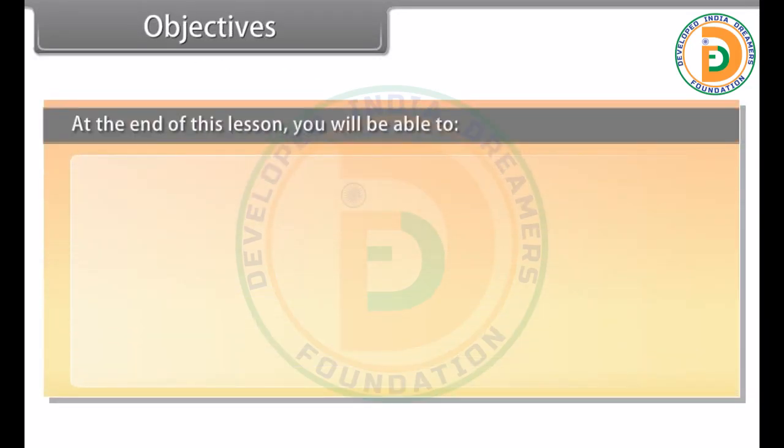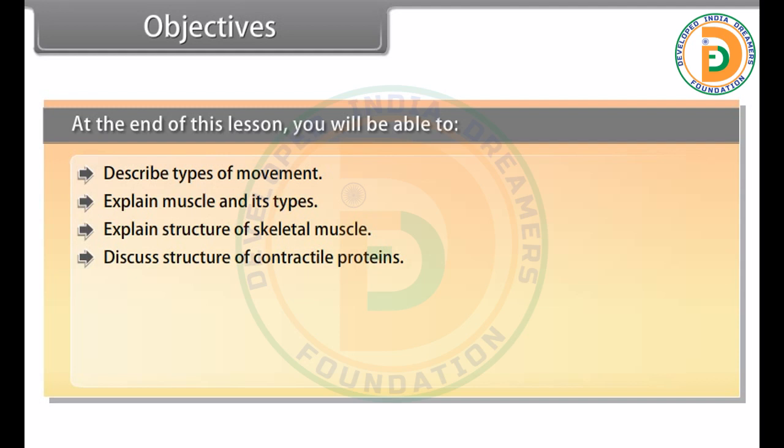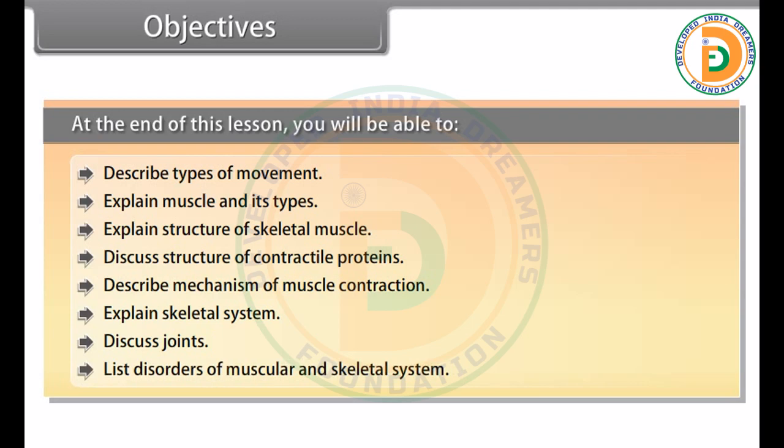At the end of this lesson, you will be able to describe types of movement, explain muscle and its types, explain structure of skeletal muscles, discuss structure of contractile proteins, describe mechanism of muscle contraction, explain skeletal system, discuss joints, and list disorders of muscular and skeletal system.